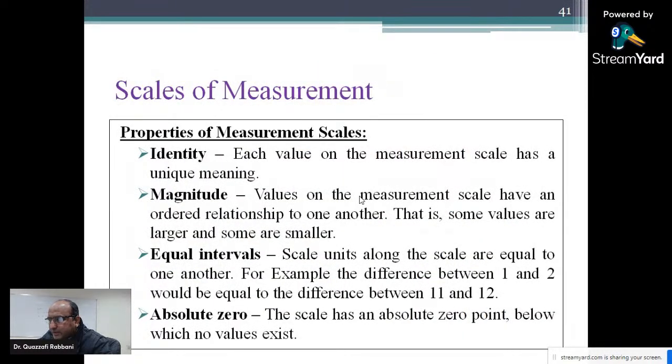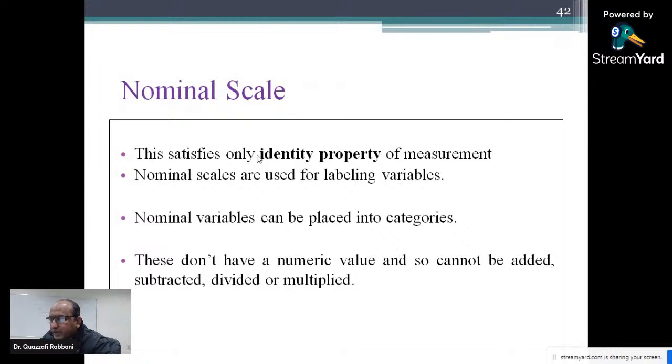Now the second thing in statistics, data collection, the scales of measurement. If you collect the data, this data can be measured on different scales, and these scales I have already discussed earlier, that is nominal, ordinal, interval, and ratio scale. So these are the four different scales of measurement. First is the nominal scale, which I have already shown. Nominal scale is only used to identify the variable.